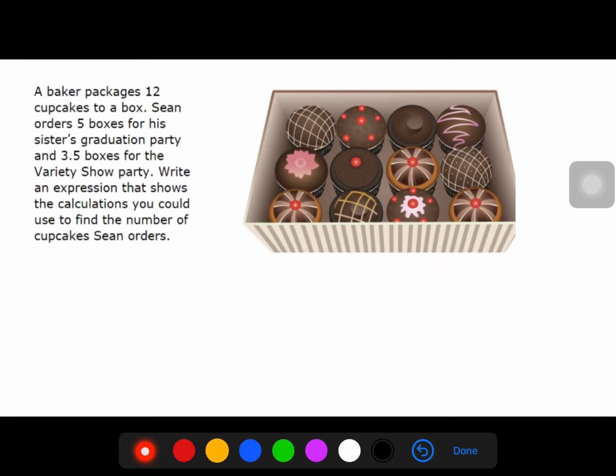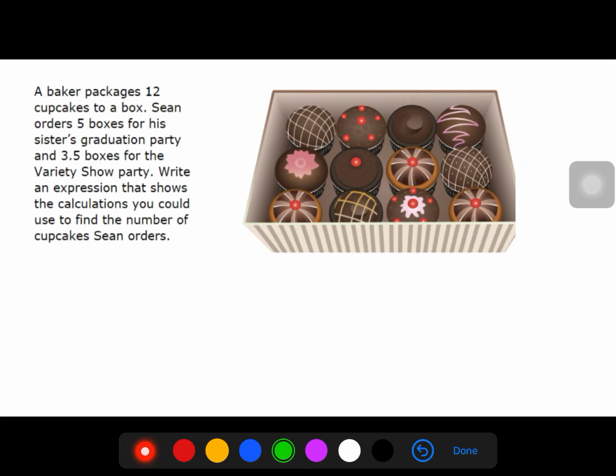A baker packages 12 cupcakes to a box. Sean orders 5 boxes for his sister's graduation party and 3.5 boxes for the variety show party. Write an expression that shows the calculations you could use to find the number of cupcakes Sean orders.